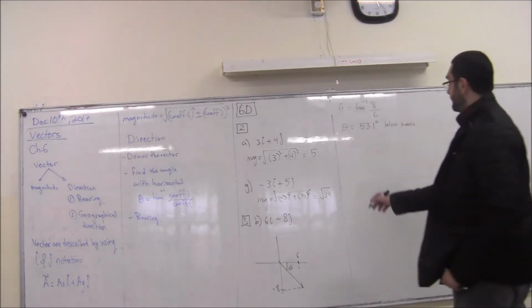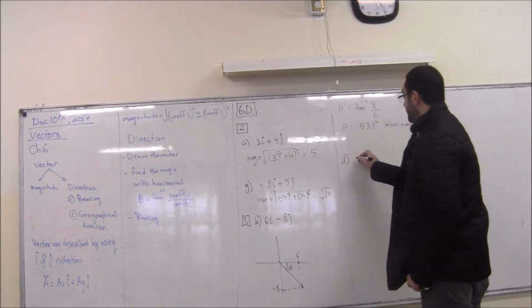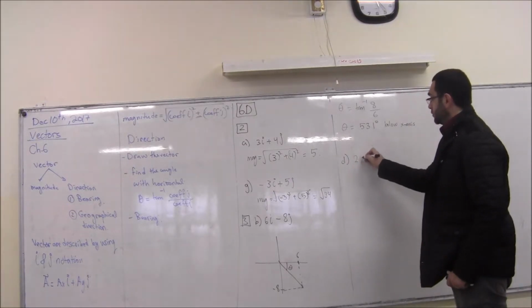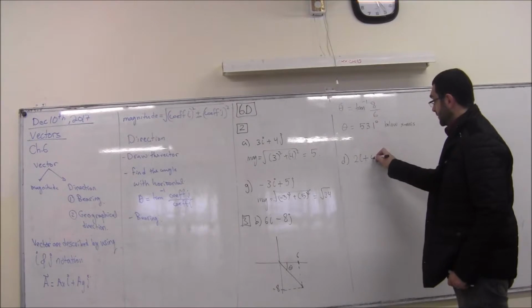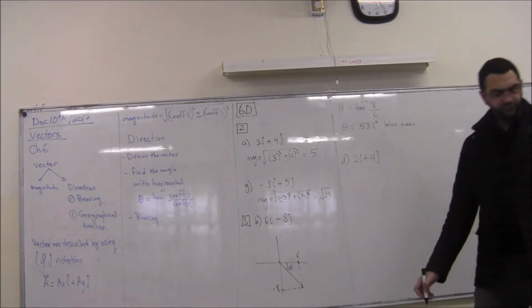Let's do now 4. D. What is D? 2i plus 4j. That's it.